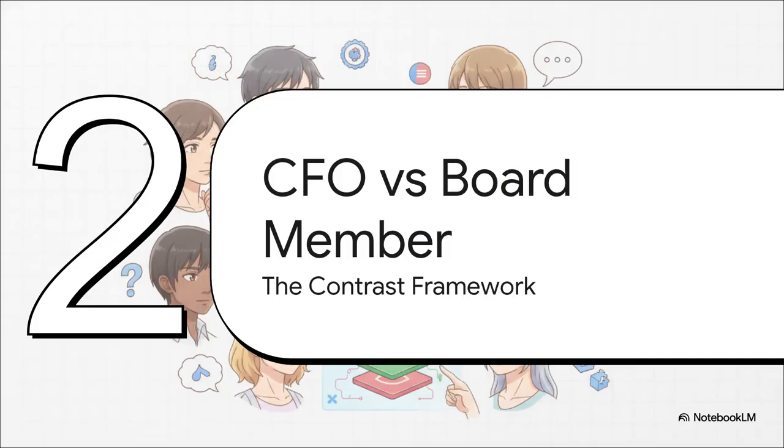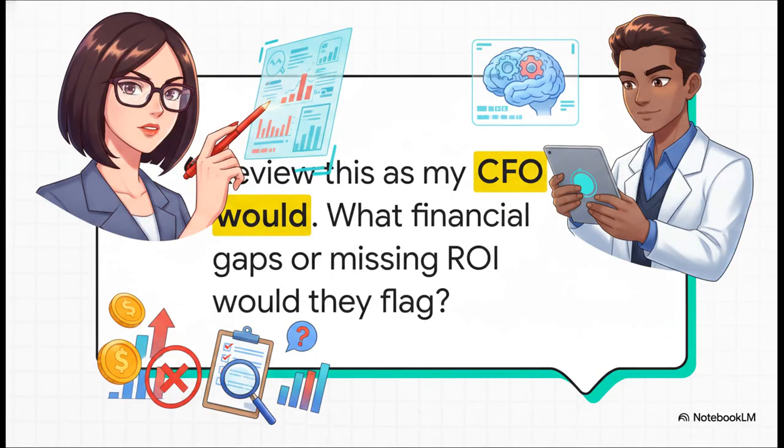Which brings us to Section 3, CFO versus board member. Let's dig into the contrast framework. All right, let's deploy our first specific stakeholder perspective. Try telling the AI, review this as my CFO would. What financial gaps, unsupported claims, or missing ROI calculations would they flag?